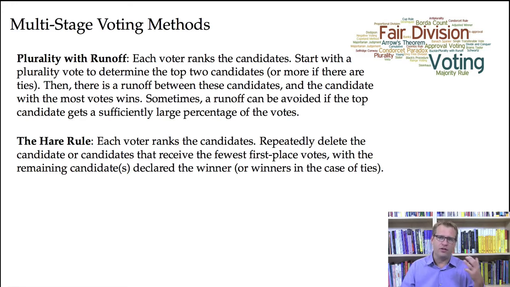So, of course, if there are only 3 candidates, then plurality with runoff and the Hare system are exactly the same. They will give you the exact same set of winners. But as we'll see, if there are more than 3 candidates, they may give you different winners.